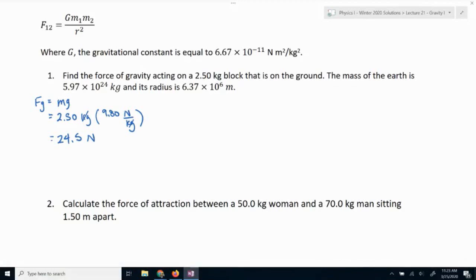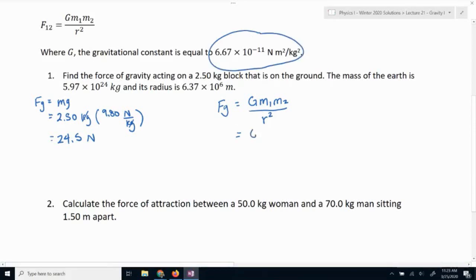But we can use the other equation and we should get a similar answer. So let's try using the other equation. Fg equals the formula from above. So we have G times mass 1 times mass 2 over r squared. So G is this constant over here. So we can just plug in that number.